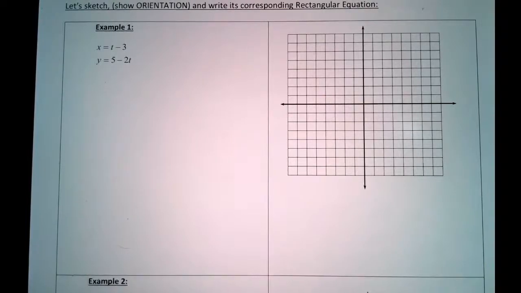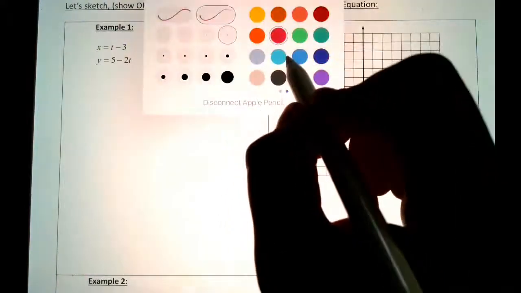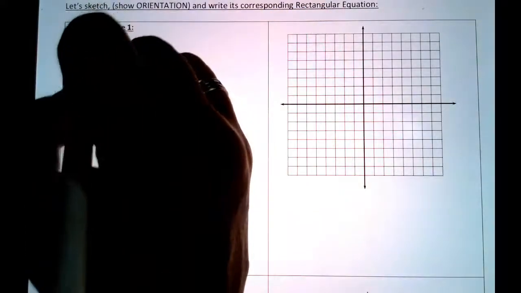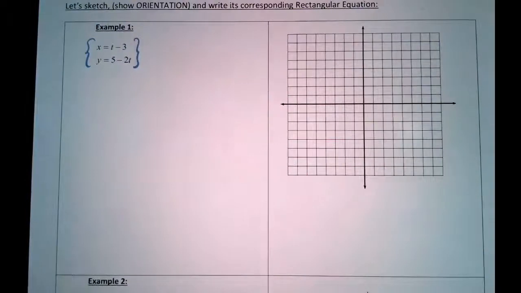So here I have a set of parametric equations, and again, my parameter here is t, and I want to sketch the graph. Sometimes you'll see the parametric equations wrapped in these brackets. That doesn't mean anything other than they're stuck together. This is my set of parametric equations since x and y are being defined separately.